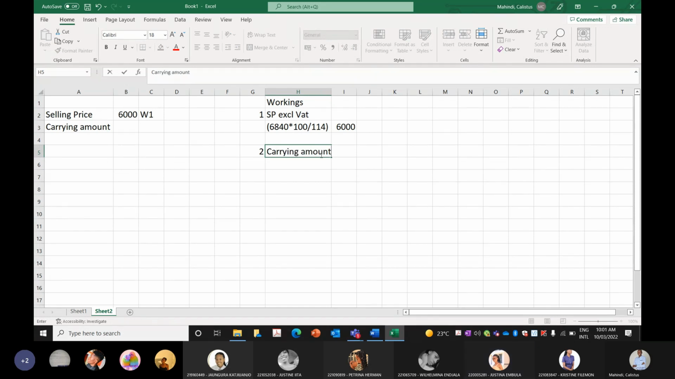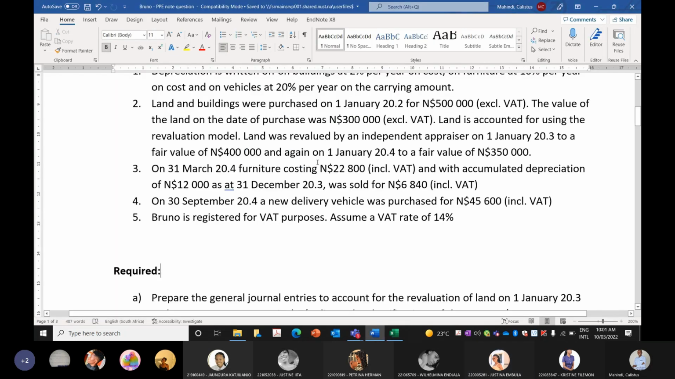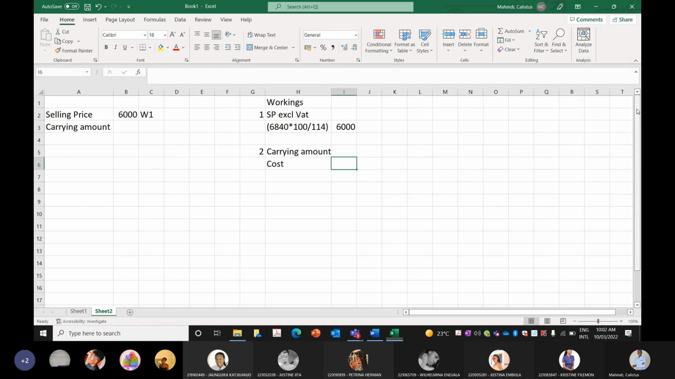Carrying amount, you say this here, cost minus accumulated depreciation. All right. So what's our cost? Okay, we bought furniture costing 22,800 inclusive of VAT. We have to remove the VAT from there.